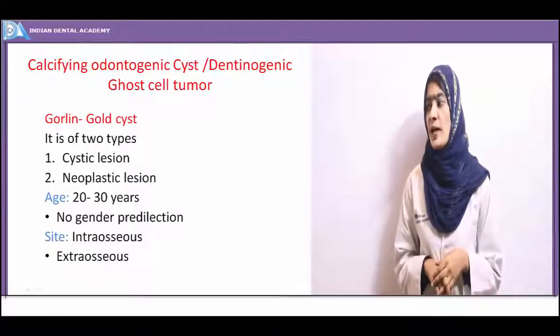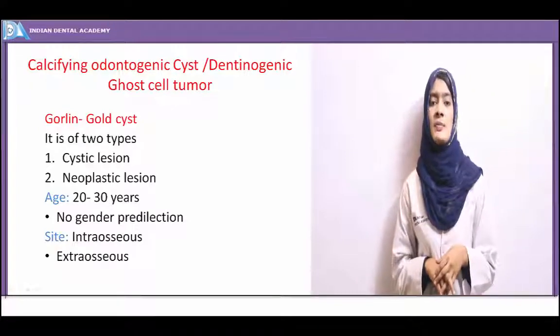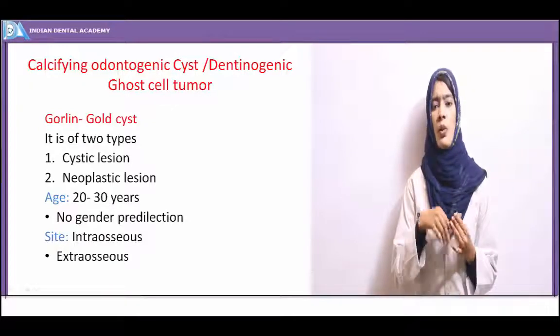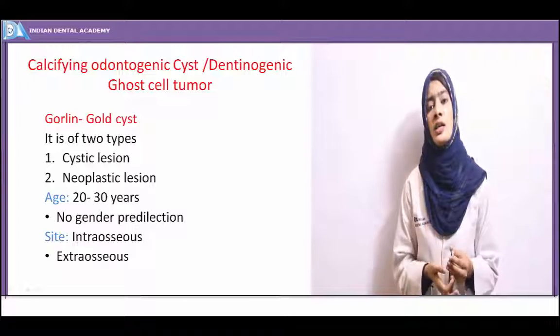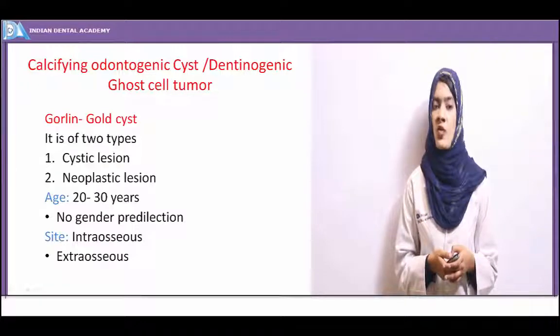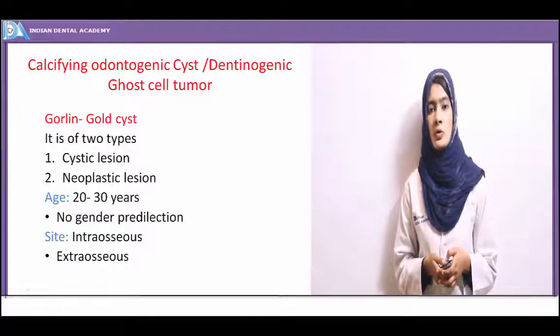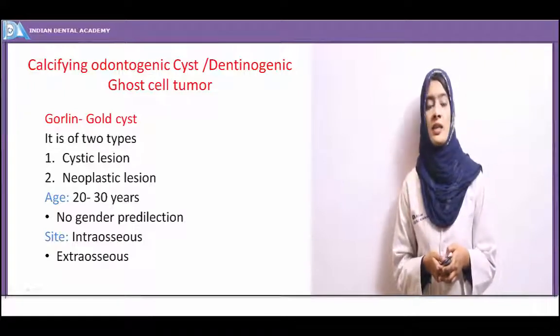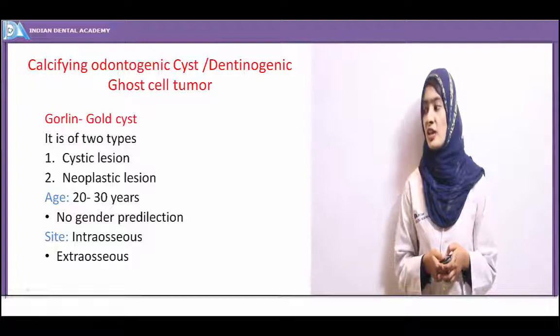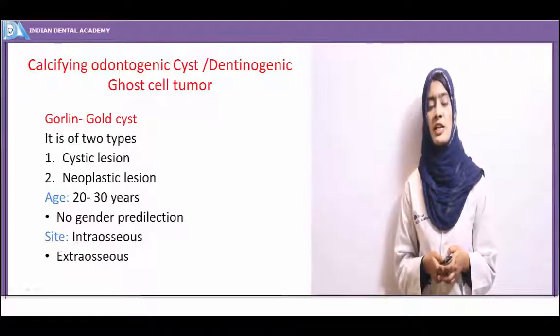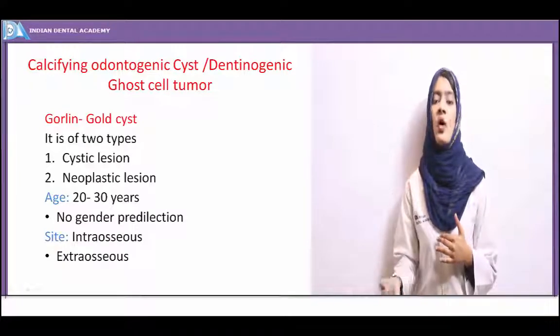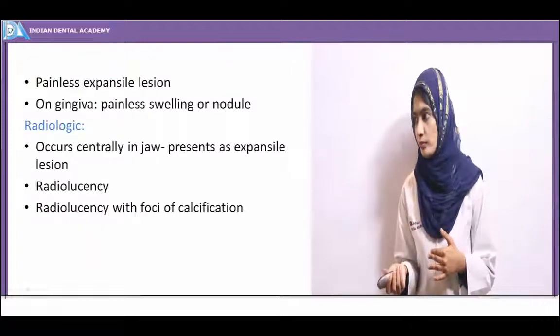The neoplastic lesion basically accounts for about 1% of all intraoral odontogenic tumors, and it is a very uncommon lesion. It basically presents in middle-aged individuals, about 20 to 30 years of age, with no gender predilection, and it has two forms. There is the intraosseous form and the extraosseous form.